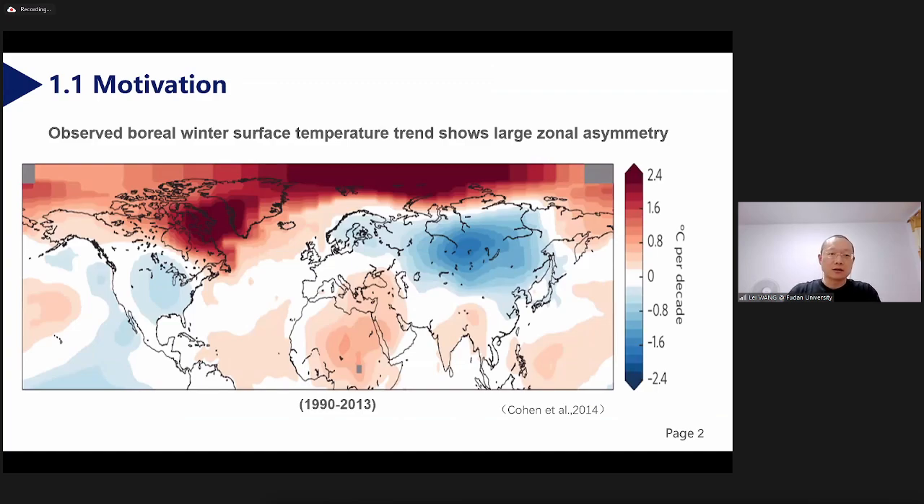The observed boreal winter surface temperature trend shows a large zonal asymmetry. Normally we think about the zonal mean response, but if we look at the weather maps, we can see that there is a strong wave one structure in the surface temperature response. And similarly, we must have something similar in the general circulation to match this temperature response.